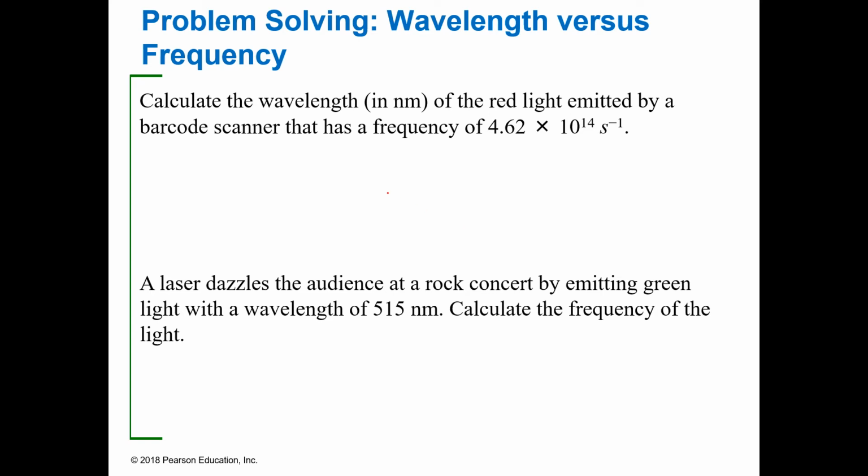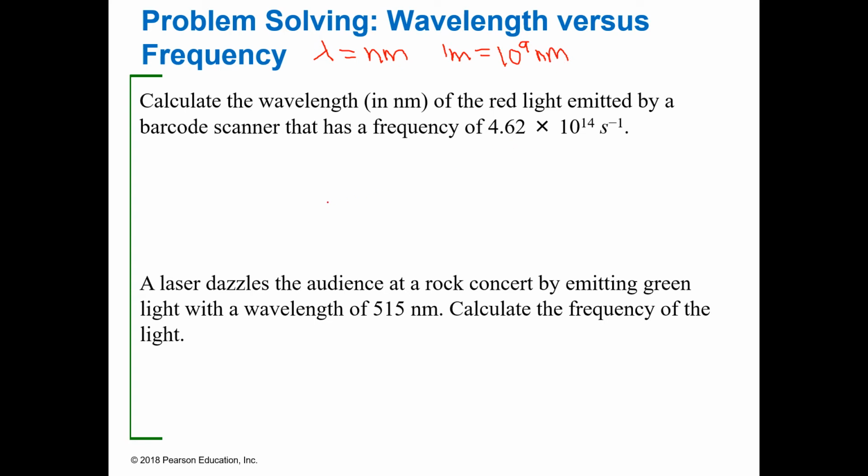All right, so here we go. Couple things. Wavelength is usually represented in nanometers. Okay? And remember, for every 1 meter, there are 10 to the 9th nanometers. Okay, so that's going to be important.